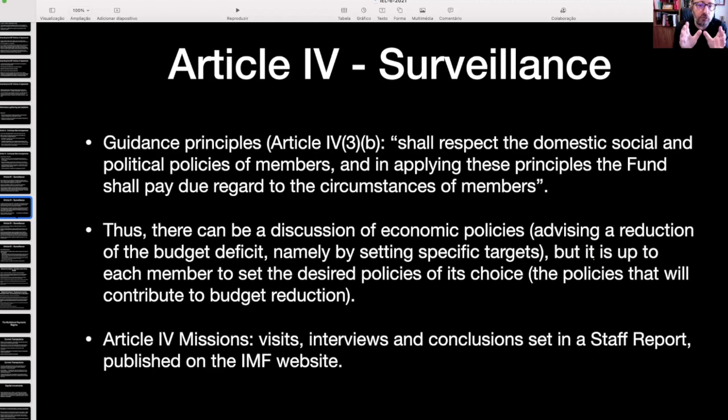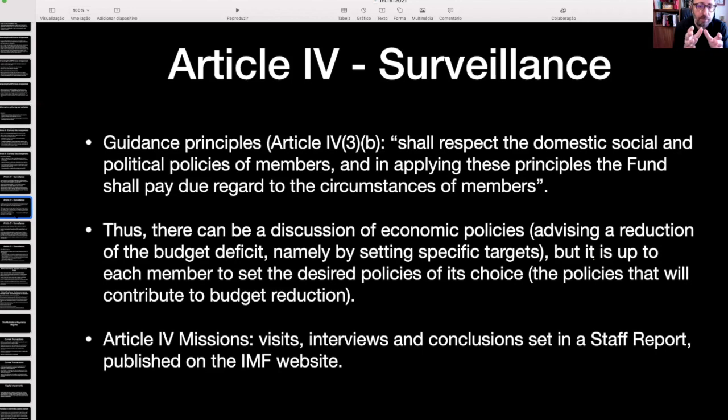But what I wanted you to note here is this tension between the IMF having the duty to respect domestic policies on the one hand, and then its function as an evaluator, as an appraiser of these policies with regard to these broad international objectives.